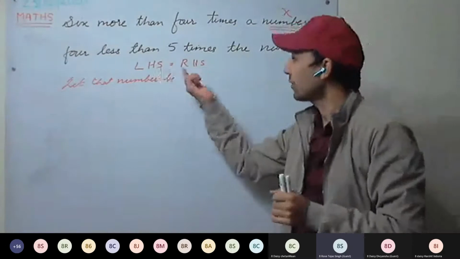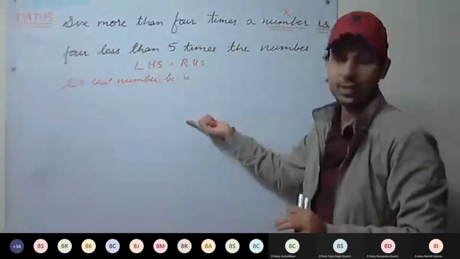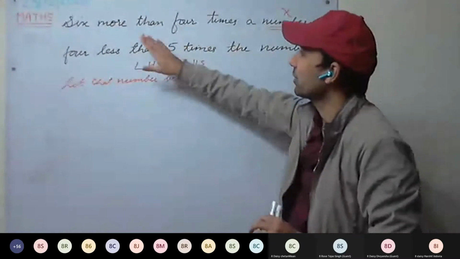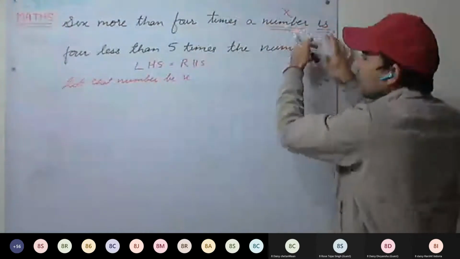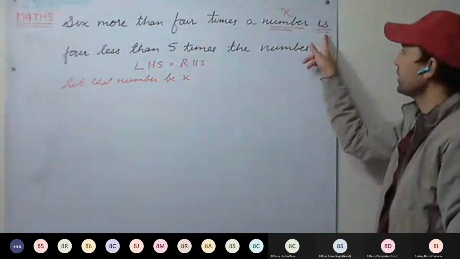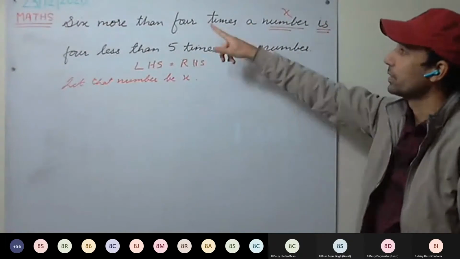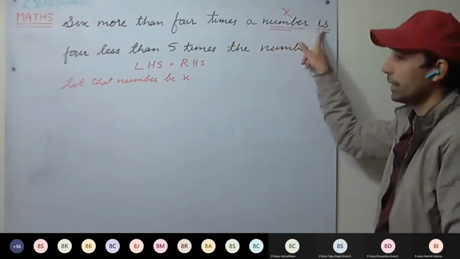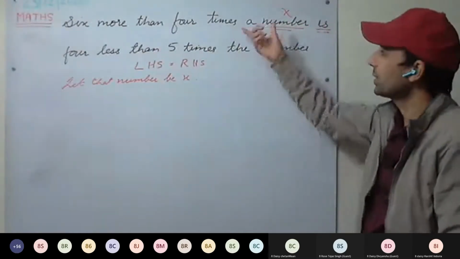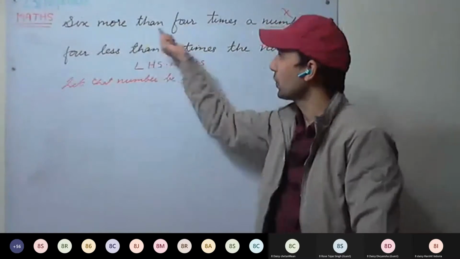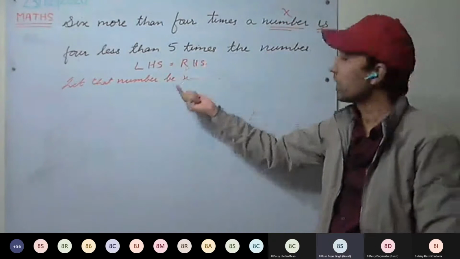Okay, see here, left hand side and right hand side. You don't have to write in notebook. I'm just trying to explain you. See here, what is given? 6 more than 4 times a number is 4 less than 5 times the number. That means in left hand side, what is going to come? The first line will be in the left hand side. The second line will be in right hand side. This is fine.